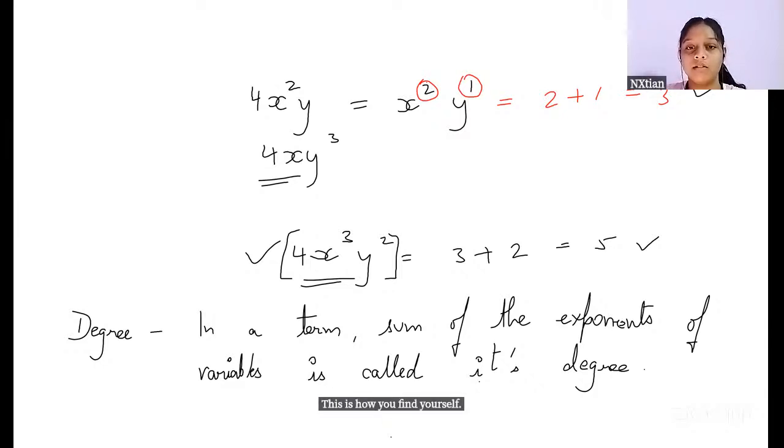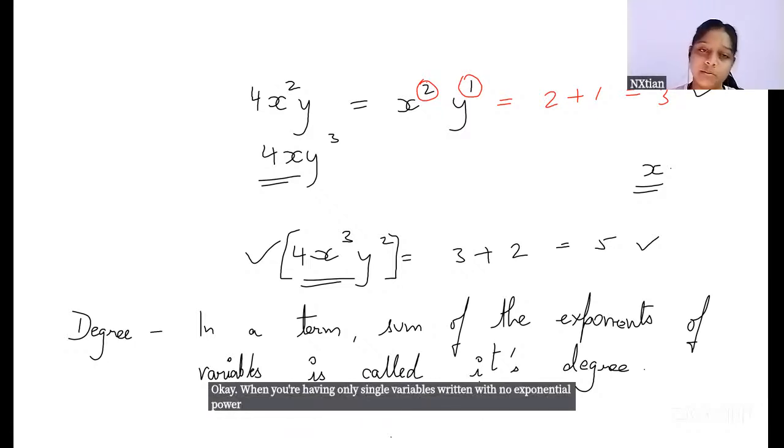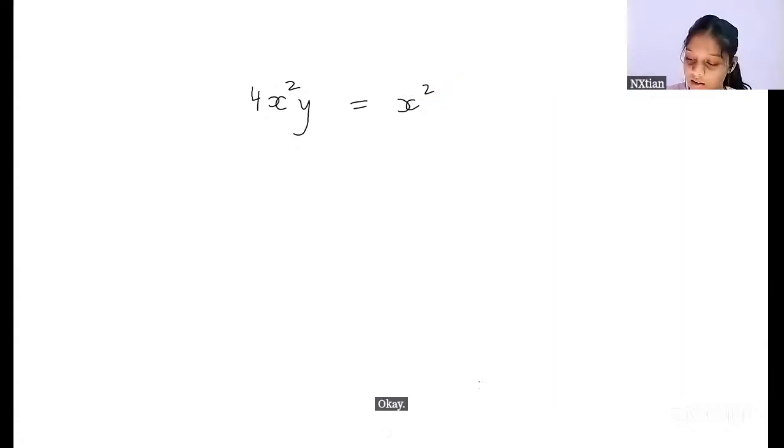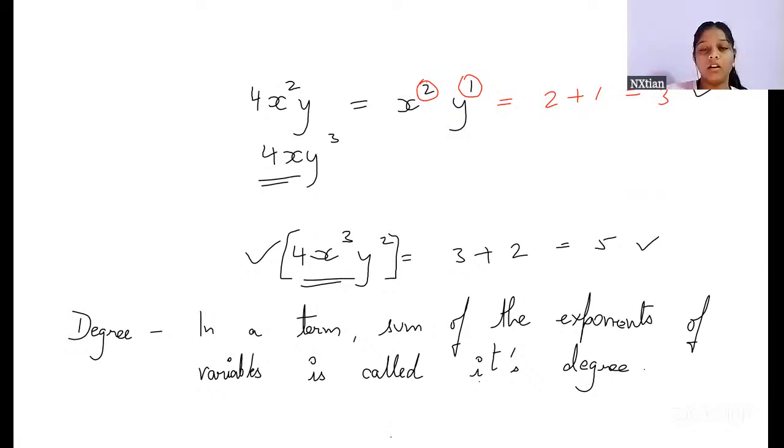Thank you, ma'am. Okay, so next question. Can there be a power of 1? Yes, when you are having only a single variable, suppose just x written, you consider its power as 1. When you're having only single variables written with no exponential power, we assume that its exponential power is 1. Okay. Have you guys written it?